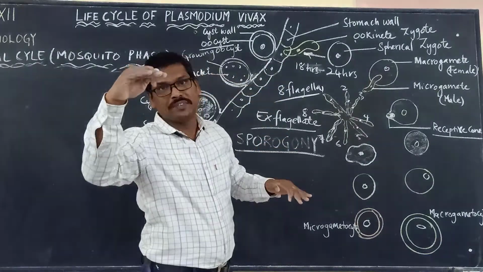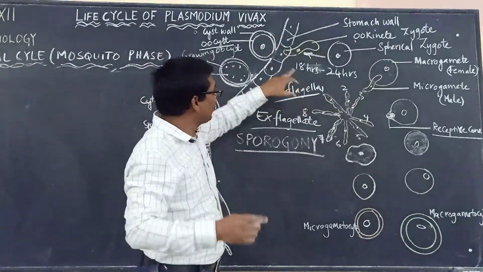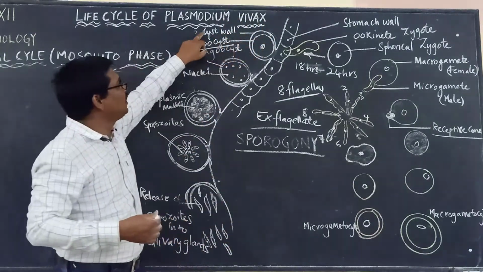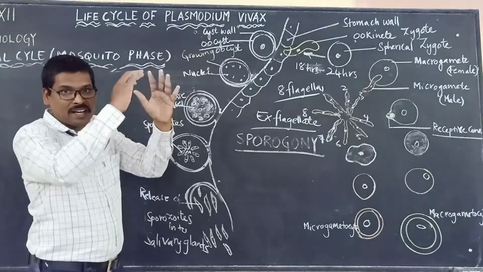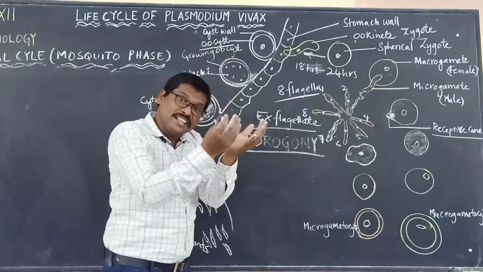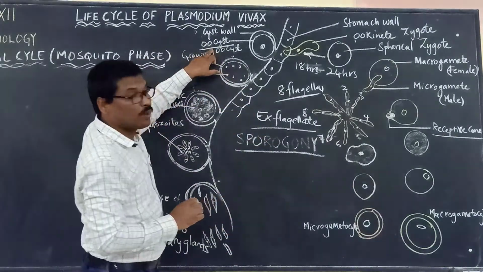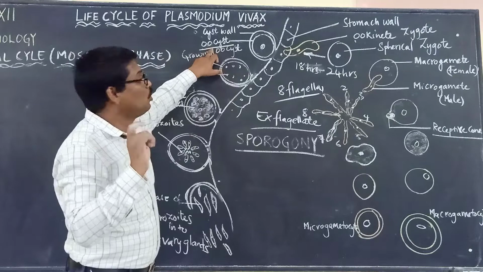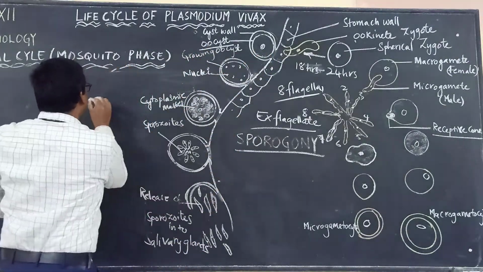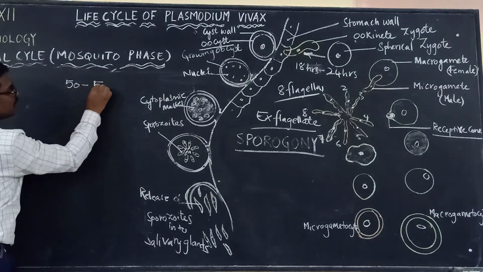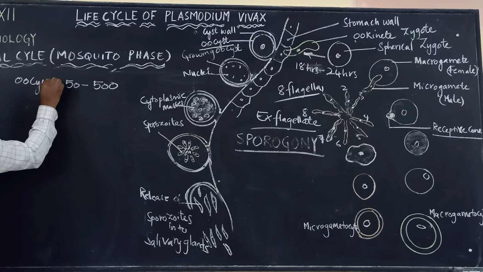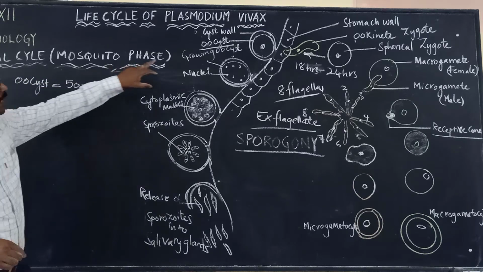and now moves onto the surface of the stomach wall, forming again into a spherical shape, and it secretes a wall called the cyst. So the ookinete is now covered with the cyst wall. Once it is covered with the cyst wall, we call it the oocyst. There will be about 50 to 500 oocysts present on the wall of the stomach.